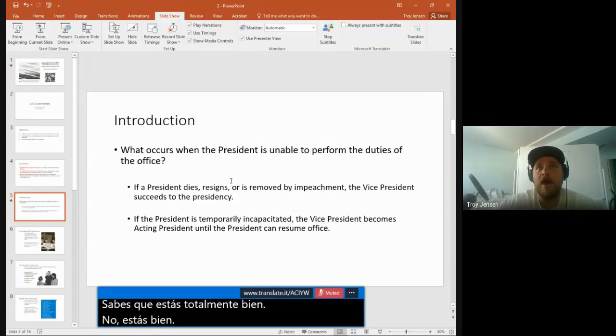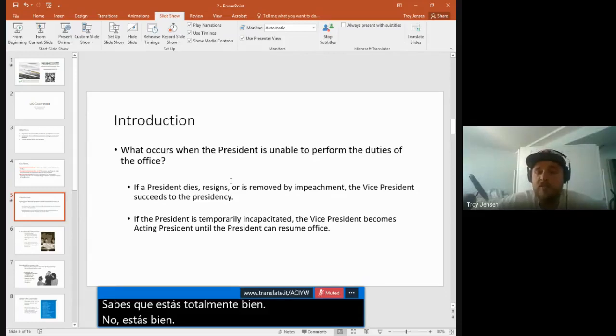Another example of if a president is unable to perform his job duties is if the president is temporarily incapacitated, meaning if he's sick or if he's got a disability or something happens to where the president is unable to fulfill his job. The vice president then becomes the acting president until the president can resume.